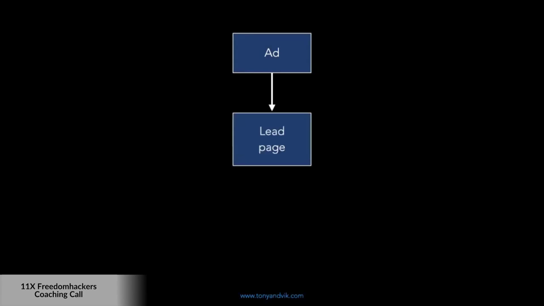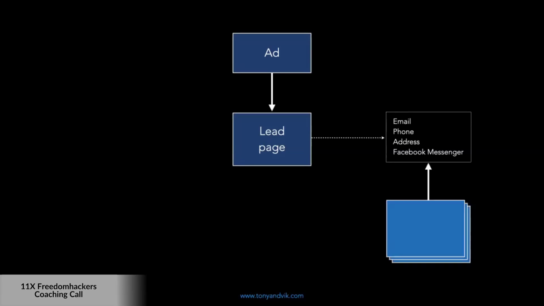So instead, I'm going to be having a lead page. This means that I'm going to be capturing the lead. I need some way of contacting that lead, so that means email, phone number, address, Facebook Messenger, and whatnot. The reason is that I'm going to be following up with this person in all these different channels. If I capture this information, I can send them an email, a text message, I can even call them, or send them direct mail.